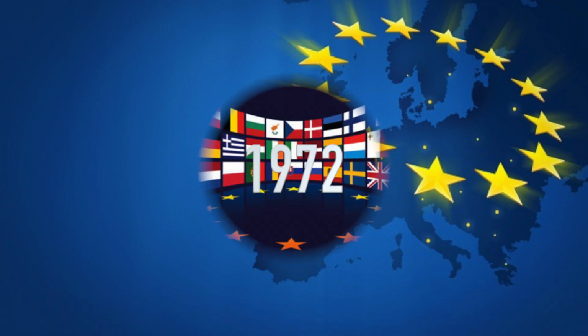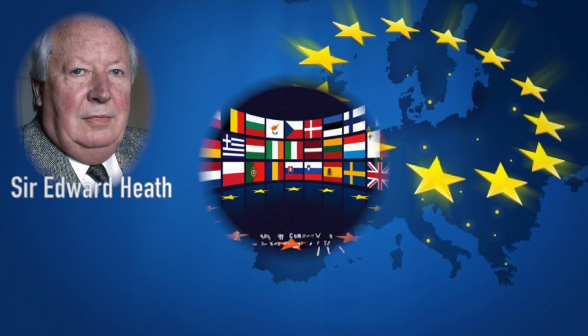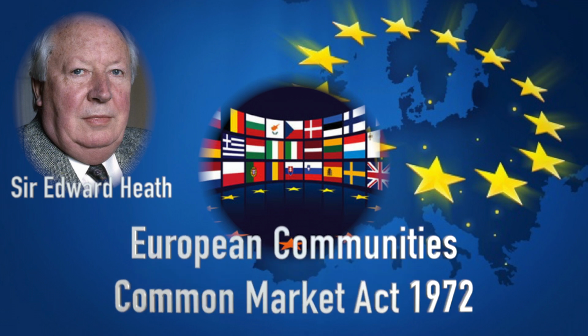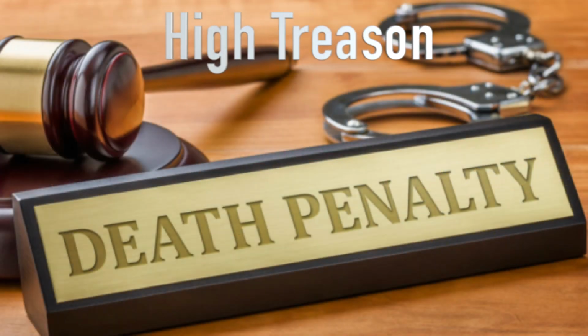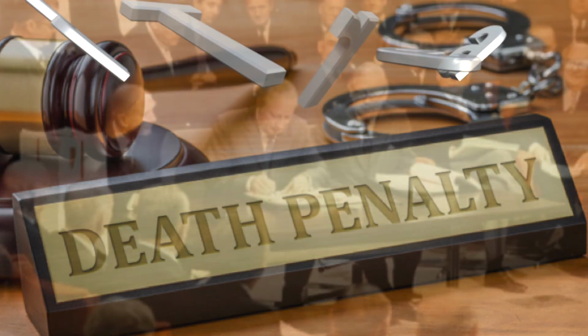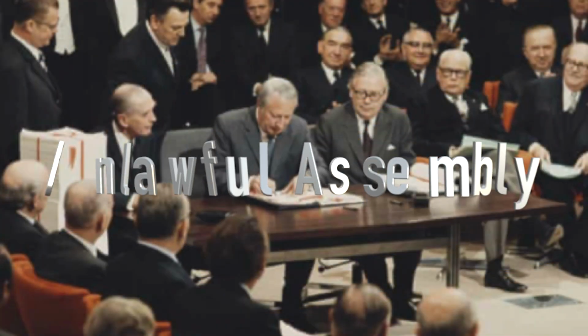In 1972, Edward Heath signed the European Communities Common Market Act, knowingly and willfully deceiving and betraying the British people into European rule. This was an act of outright high treason, and his government thus became an unlawful assembly.